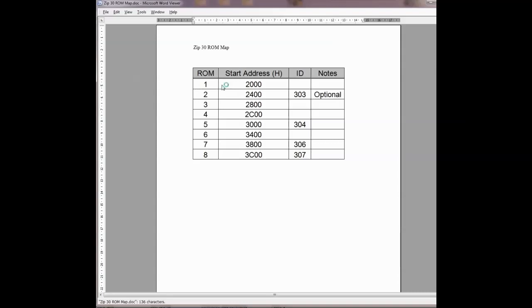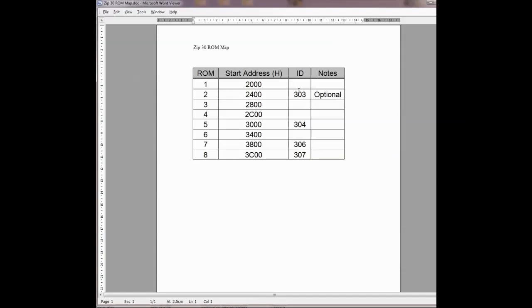So for each of the ROMs, I'd get a start address. They were 1K ROMs, so I know they each take up 400 hex, and I could then end up with a proper ROM map, so I know which range of addresses each particular ROM occupies. As I said, there were four ROMs fitted in this particular machine: 303, 304, 306 and 307, which turned out to be part of the part number for each of the ROMs.